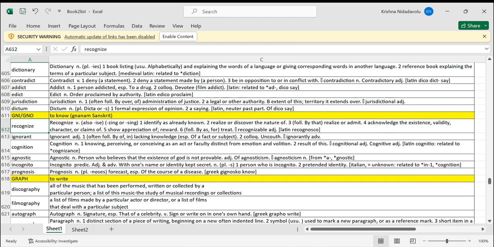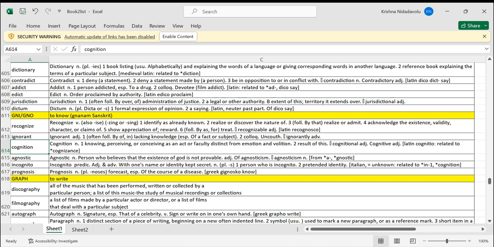Recognize, re plus cogni, recognize. Re is again, knowing again. Recognize is when you have the knowledge of something, right? You recognize someone or you can recognize something, you are able to do it again. That is recognize. Ignorant, igna, i plus gna, agna. What is agnanam? Agnanam is exactly equal to ignorance, right? Lacking knowledge. Ignorant. In Sanskrit, it is agnana. In English, it has become ignorant. Okay, not knowing.